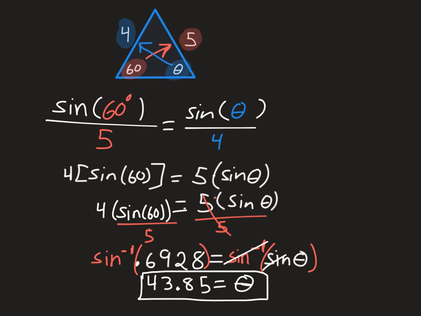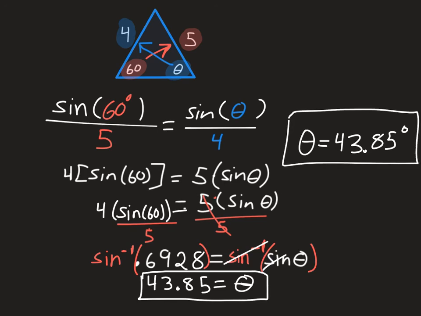But we have our final answer here. Our theta is, and maybe I'll rewrite it so I have room to write that degree symbol. So 43.85 degrees. So right about 44 degrees is what I'm looking at for that theta.